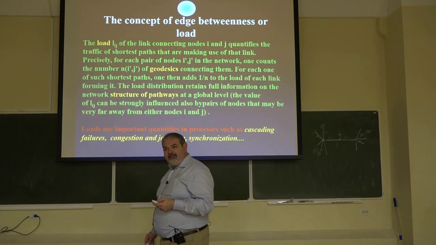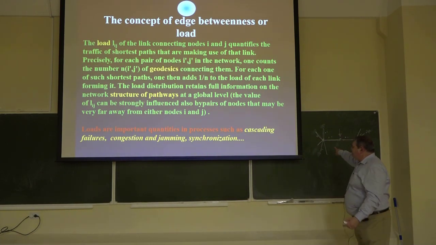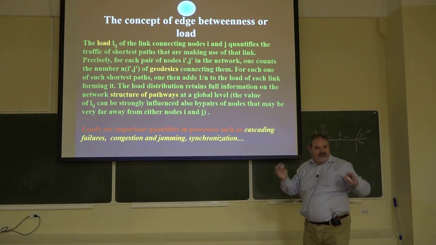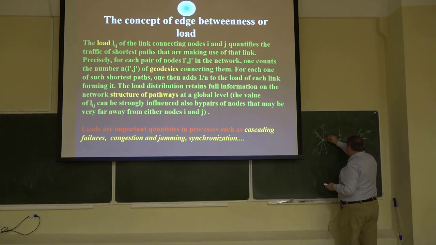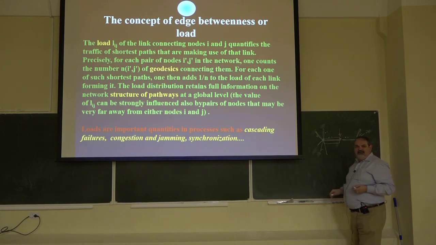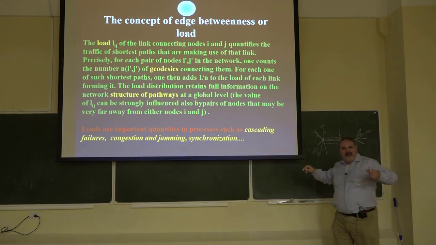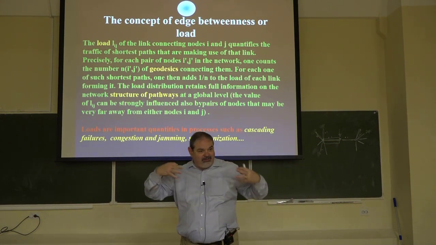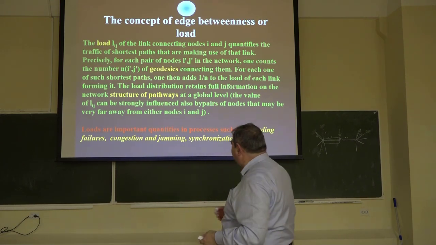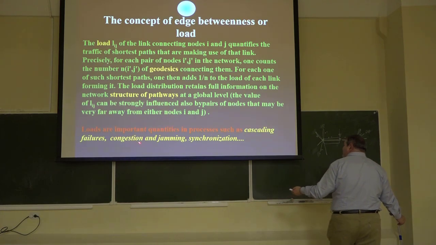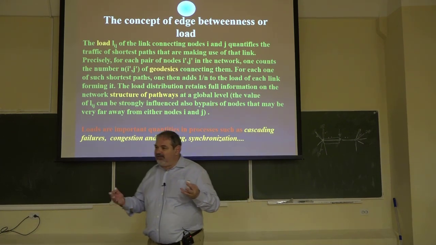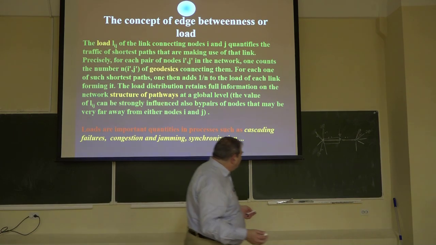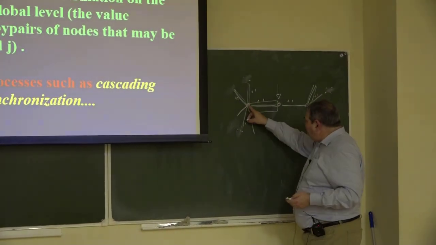And these loads are important because, for example, think about this as a hydraulic pipeline. If you have a flow of liquid, you need this tube, this pipeline, to be very big, and this to be not big. Because if you use the same pipeline, this pipeline can collapse, can be destroyed, because there is more flow of shortest paths over that link. So all problems of failure, congestion, jamming, and as we will see, synchronization, make use of this quantity. Okay? So the betweenness is the number of shortest paths that are using this link.